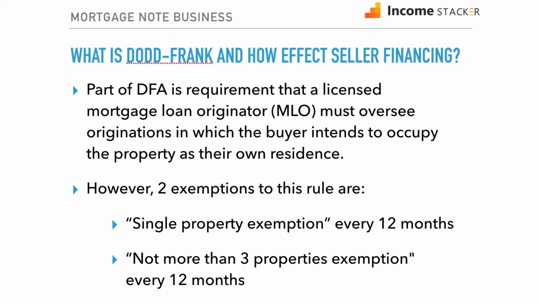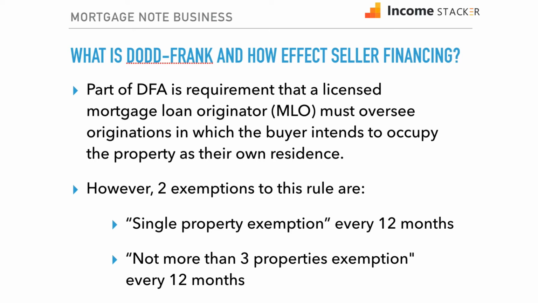So how does it affect seller financing? Well, part of the Dodd Frank Act is a requirement that a licensed mortgage loan originator must oversee the originations in which the buyer intends to occupy the property as their own residence. So if you're selling a property, again, on owner financing and they're going to live there, then you have to abide by the rules. However, there are two exemptions to this rule, and they are as follows.